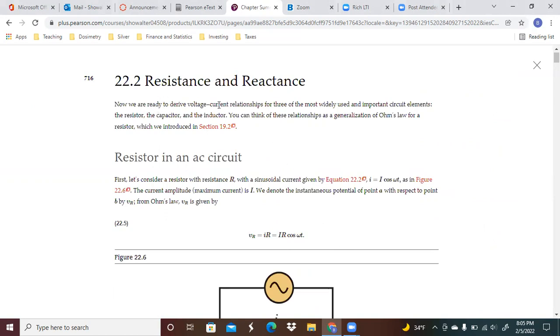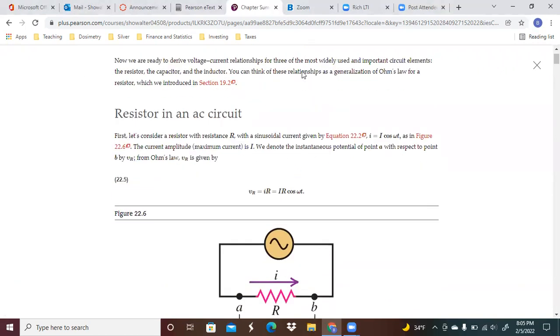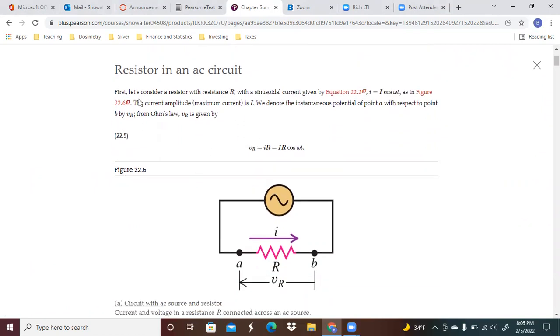So what we're going to do is derive voltage-current relationships for three of the most widely used and important circuit elements. You've got the resistor, you've got the capacitor, and you've got the inductor. You can think of these relationships as a generalization of Ohm's law for a resistor. So first, let's consider a resistor with resistance R and sinusoidal current, and we're going to represent that here.